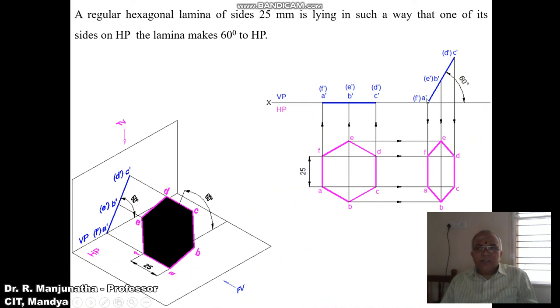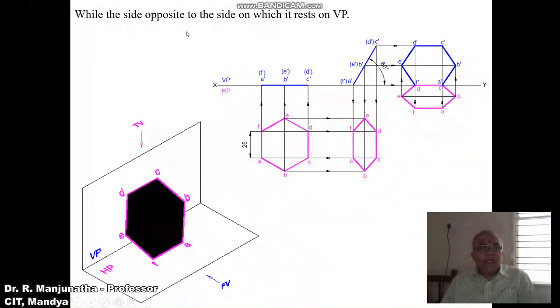So the next is the side opposite to the side on which it rests is on VP. So which is the side opposite to the side?